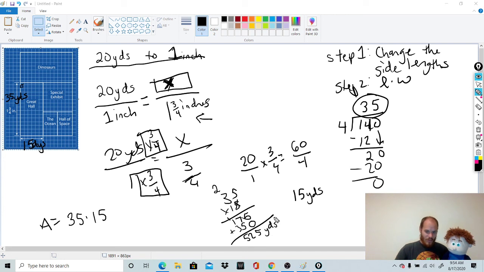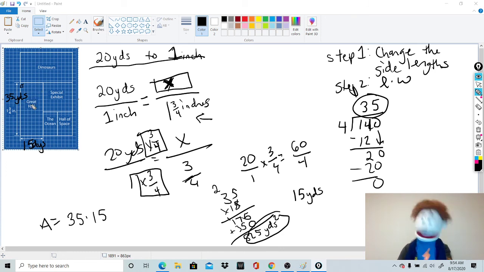525 square yards. Okay, and it's really important that you put yards squared like that, Tommy, because again, we're talking area, how many squares are in there. You with me? You follow me? Does that make sense? Yeah, so what you're saying, with scales and area, I have to first change the side lengths using the unit rate, and then multiply. Exactly, then multiply.